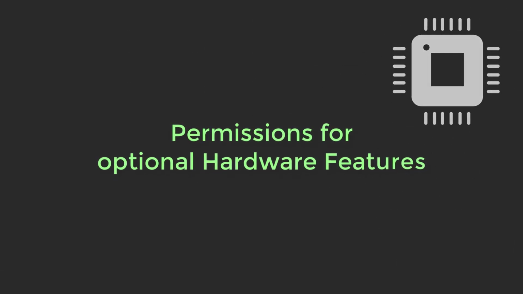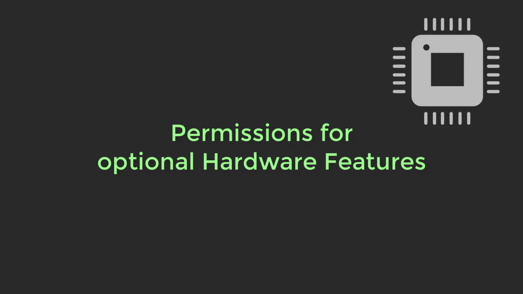So when we need to access some hardware functionality, we need to keep in mind that not all devices have those hardware features. For example, a fingerprint reader or fingerprint scanner, let's say. Access to some hardware features, such as Bluetooth or the camera, requires an application permission. However, not all Android devices actually have these hardware features.